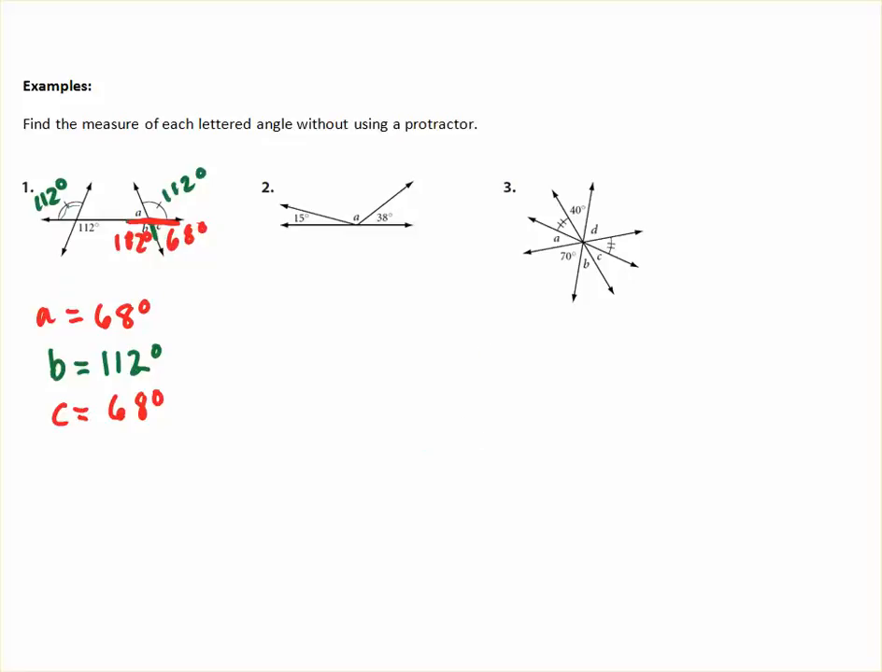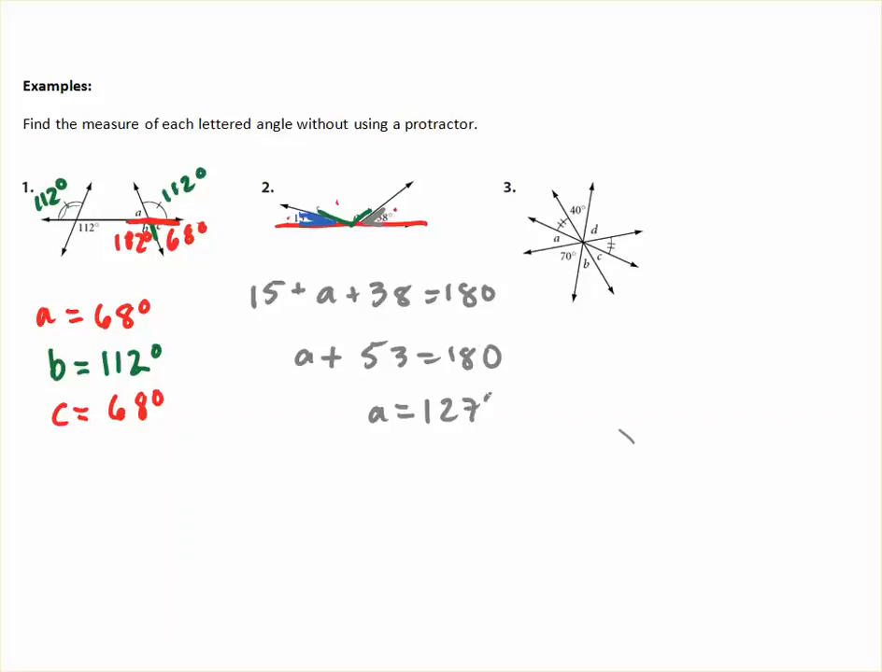Number two, what I'm going to do here is write an equation. This is a straight line. The sum of these three angles, so it's not quite a linear pair, because technically for a linear pair, you need to have just two angles. They equal 180 degrees when you add these three measures together. So my equation would be 15 plus A plus 38 is 180. Again, you can do this mentally. I just want to really write out exactly what I'm doing because I'm not there to help you guys out. So A would be 127 degrees.